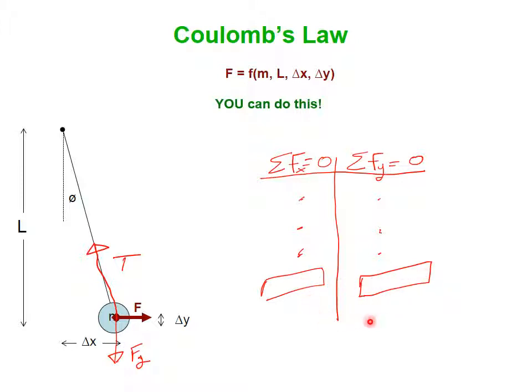We would then look to combine these two equations to eliminate the variables that we would like to remove and eventually end up with a single expression with the force as a function of the mass of the pendulum bob, the length of the pendulum, the displacement in the horizontal direction of the bob, and the vertical rise of the bob.